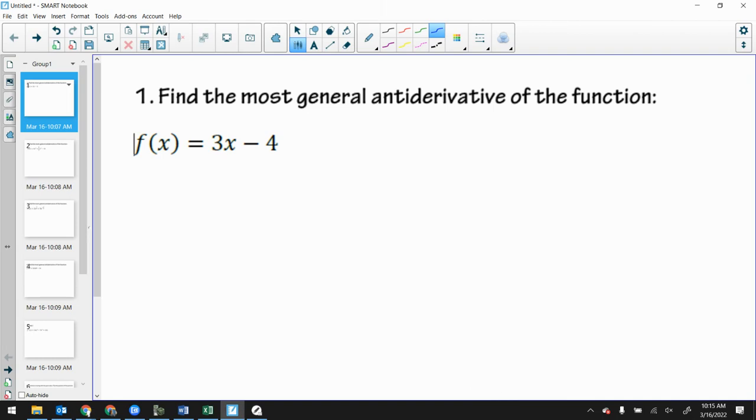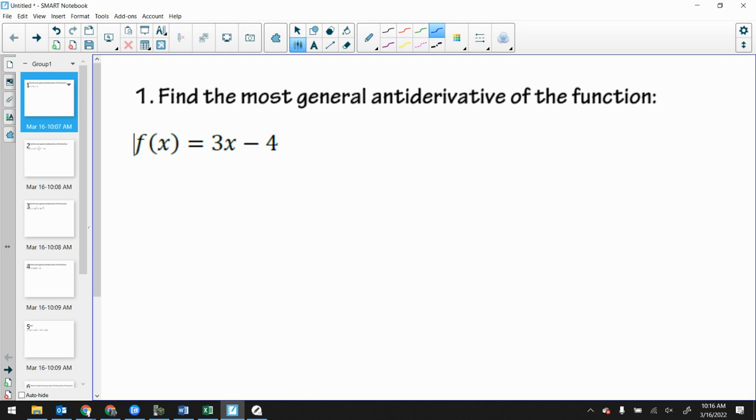Okay, so this is finding the most general antiderivative of that function. Now, when I say find the most general antiderivative, what do you have to remember to do? Plus C. Yeah. If I remember correctly from last year, that is the thing I had to take off points for the most: not doing that plus C. So don't let that be you. Find the most general antiderivative.